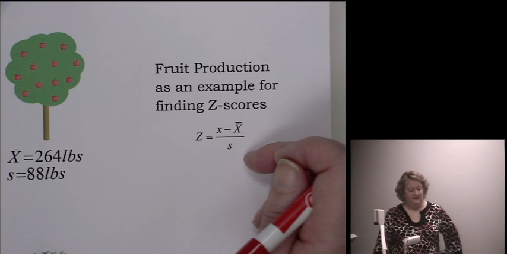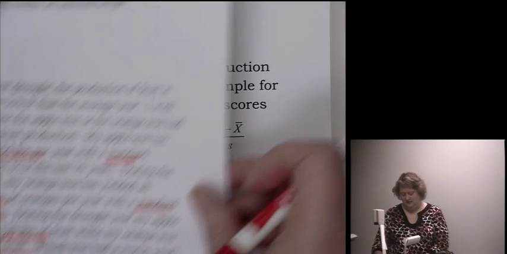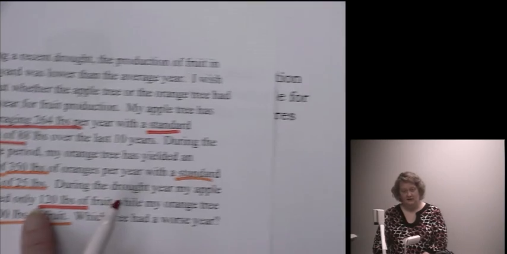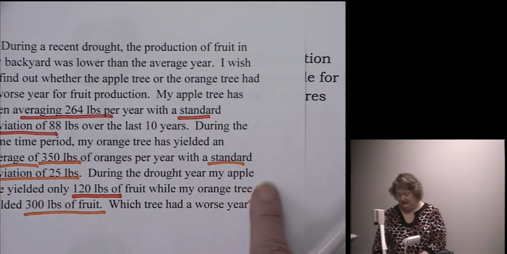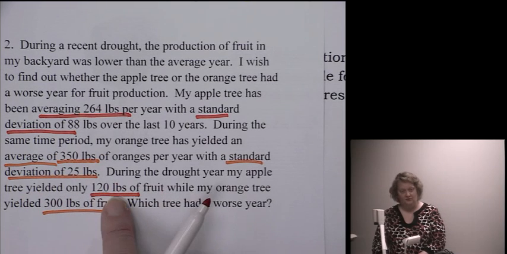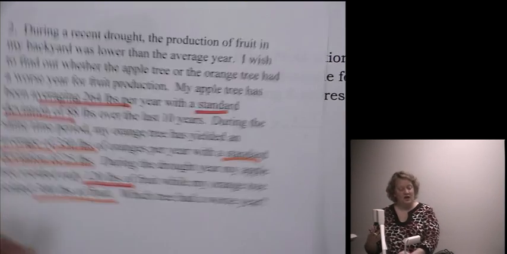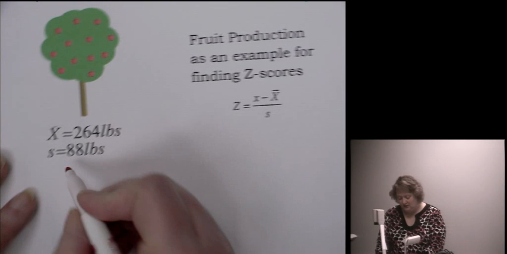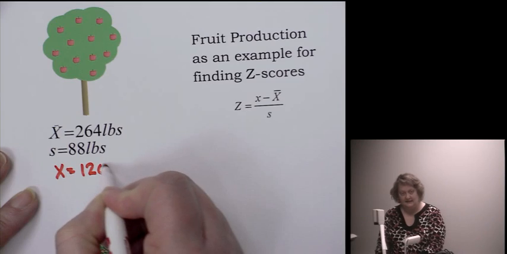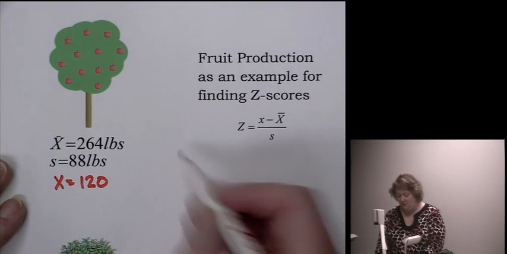because it's still the data I have minus the mean over the standard deviation. And if you remember from the problem, and if you don't, I'm going to tell you, for this particular year, during the drought year, my apple tree yielded only 120 pounds of fruit. So that's the data we're talking about. So I want to compare an actual yield of 120 to my average yield of 264.